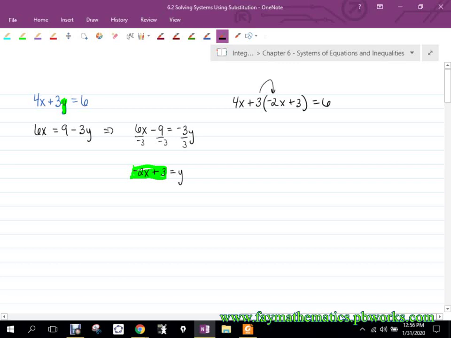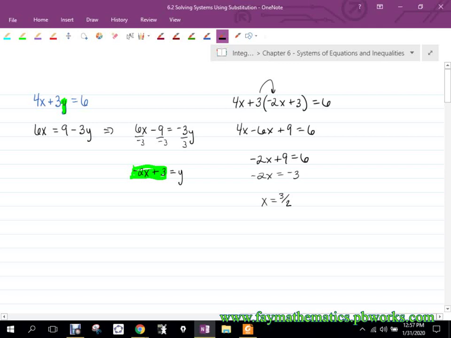I'm going to go ahead and solve this. I get 4x. Distribute, I get negative 6x plus 9 is equal to 6. So you get negative 2x plus 9 is equal to 6. Combine like terms. So now subtract 9 from both sides. Get that? Does x become 3/2? Now we can go back and solve for y.